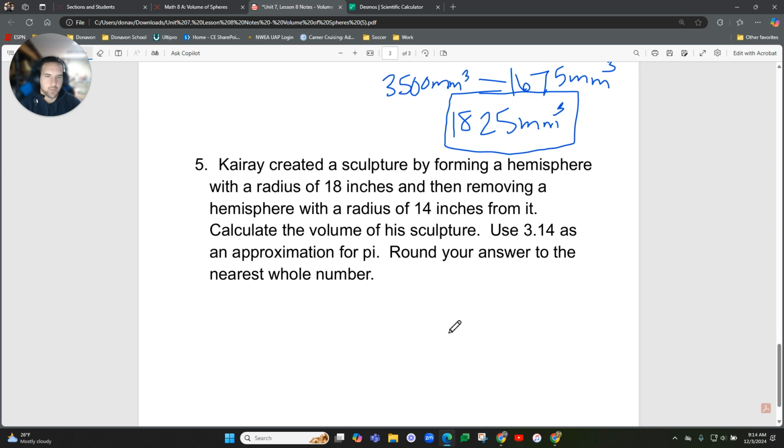All right, last one. Let's see if this one's just a simple one or, ooh, I like it. A hemisphere with a radius of 18, and then removing the hemisphere with a radius of 14 inches from it. Oh, so this is kind of like creating a bowl.